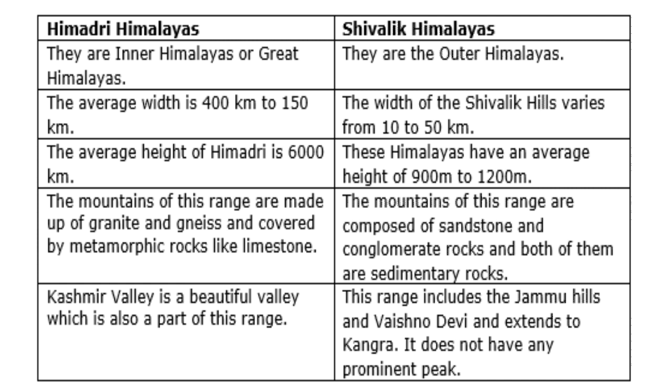Coming to the Himadri Himalayas and Shivalik Himalayas, they are the inner Himalayas or Great Himalayas. These are the differences between Himadri and Shivalik Himalayas. Here the average width of Himadri is 400 to 150 kilometers, and the Shivalik Himalayas vary from 10 to 50 kilometers. The average height of Himadri is 6000 meters, and the Shivalik Himalayas have an average height of 900 to 1200 meters. These are some important points of Himadri and Shivalik Himalayas.